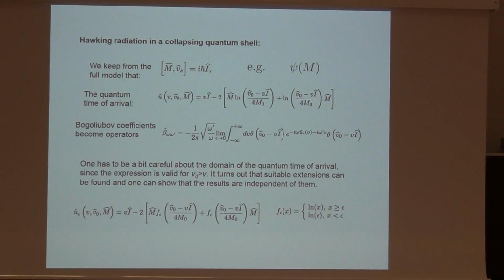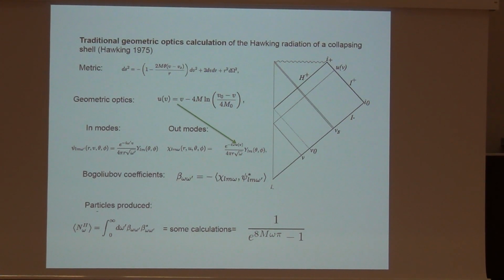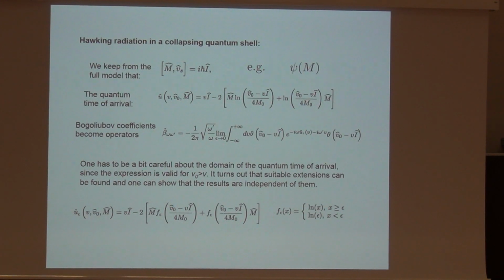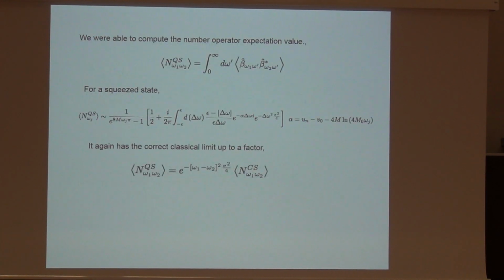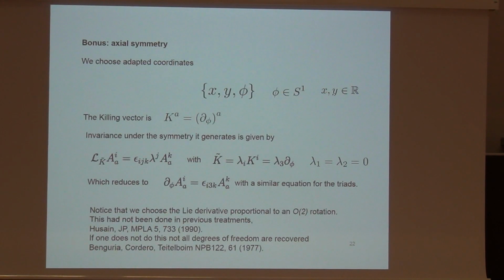There are some details there because, of course, the domain here is not the full Scri, since some of the light rays that fall in never make it out. So you need to be a little bit aware of that, but people have thought about that, so there are ways of analytically extending this expression so it's correctly behaved. And so at the end of the day, we can compute the expectation value of the number operator by taking the Bogoliubov coefficients and taking the expectation value on the quantum geometry.